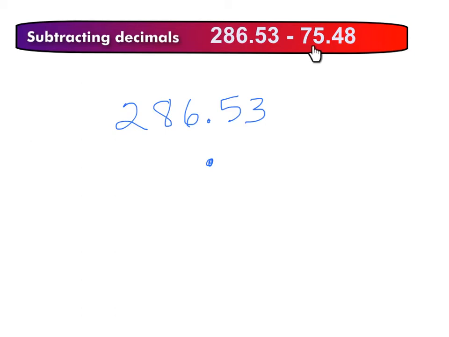This is 75. 5 is in the ones, 7 is in the tens. Here's the ones, here's the tens. Ones, tens, I'm lining up place values. 4 is in the tenths, 8 is in the hundredths. Now I'm going to subtract. I always like to automatically bring down my decimal point before we even start.